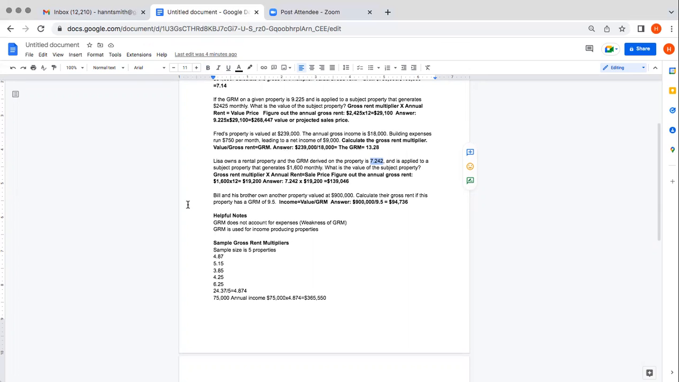Some helpful notes with this process: the gross rent multiplier does not account for expenses. That's the weakness of the gross rent multiplier methodology. And I'm going to just give you an example.